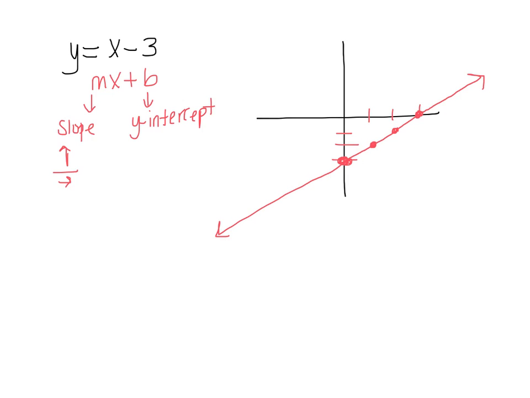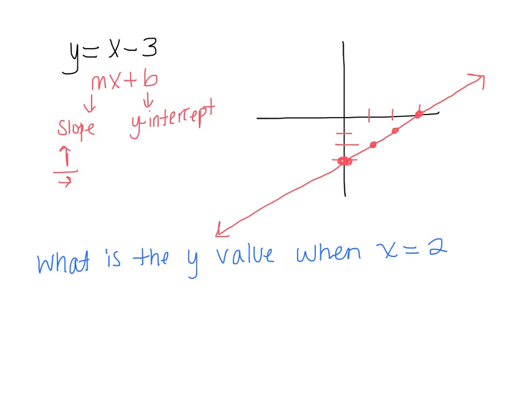So what I could ask you without a picture is, what is the y value when, for example, say x is 2? So we're going to look on the graph just to get a visual. When x is 2, y looks like it's negative 1. So I'll do that one more time. When x is 2, y is negative 1.